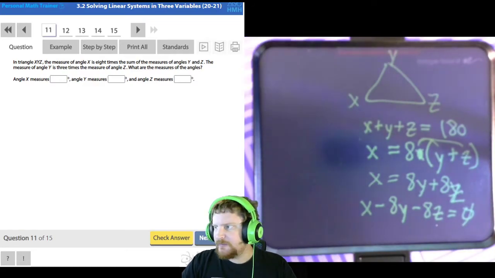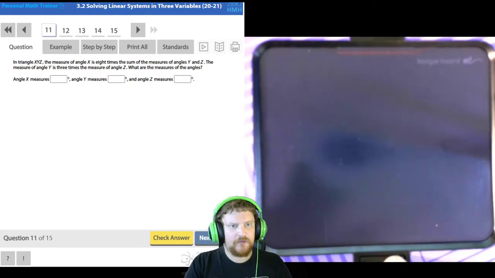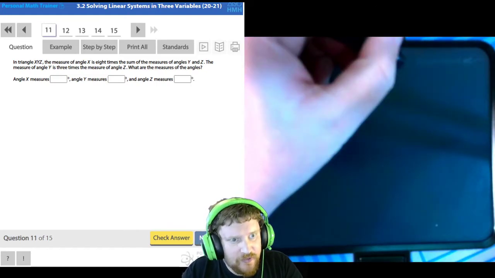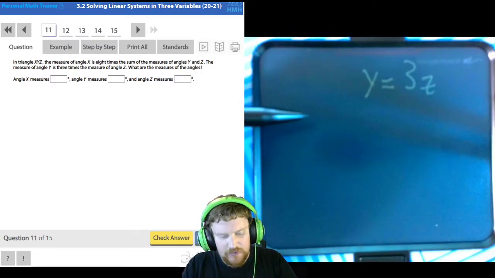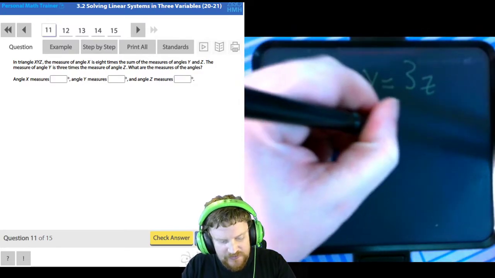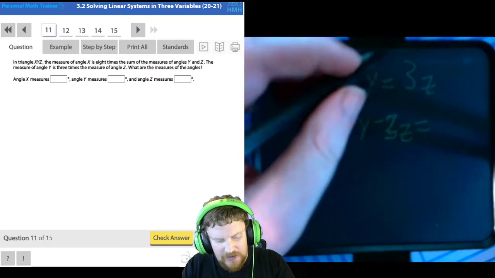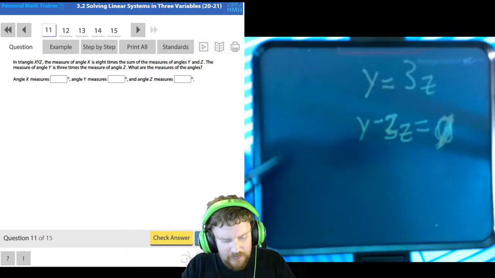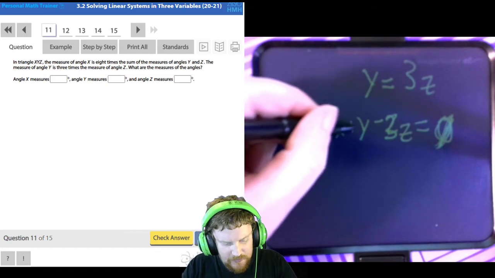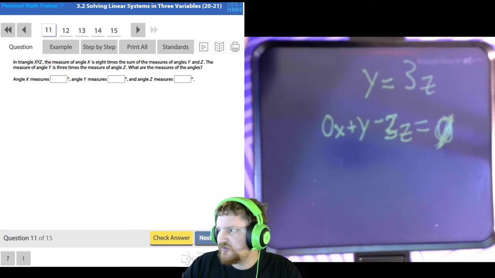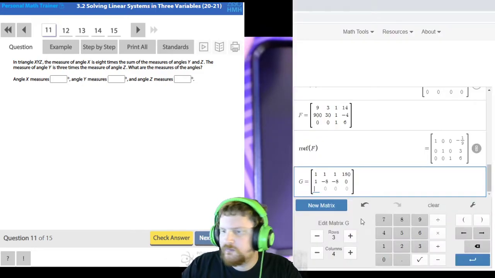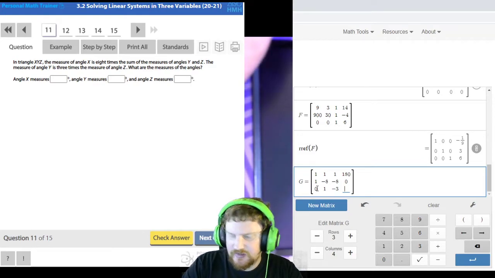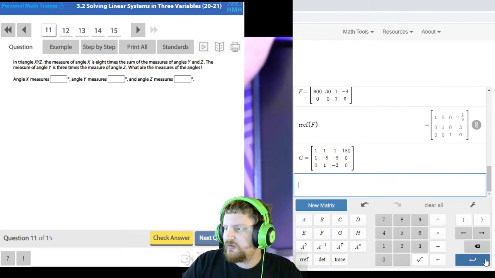Alright, and finally, our third equation says y is 3 times z. Well, once again, we can just move the 3z over to the other side. And if I move everything from the right to the left, then we have a 0. So we've got 0x plus y minus 3z equals 0. 0x plus 1y minus 3z equals 0. Those are our three equations.